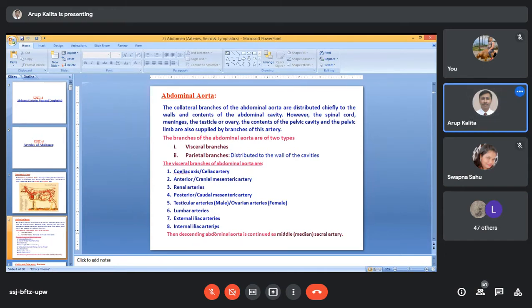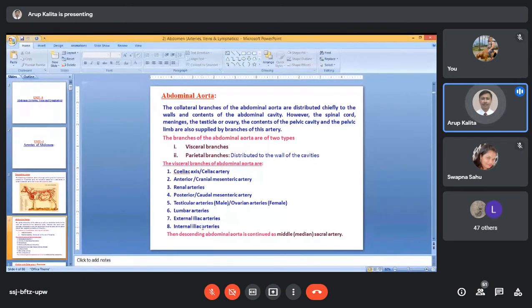Now, if somebody asks you, what are the branches of the abdominal aorta? You have to write all 8 branches: celiac artery, anterior mesenteric artery, renal arteries, caudal mesenteric artery, testicular or ovarian arteries, lumbar arteries, external iliac, internal iliac.